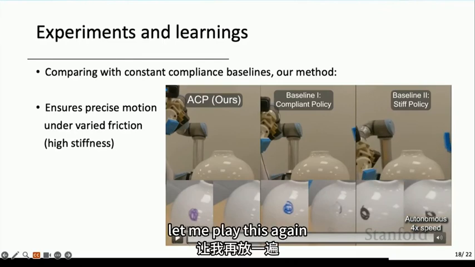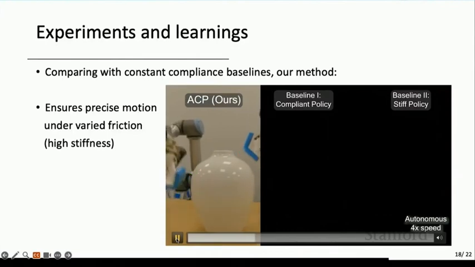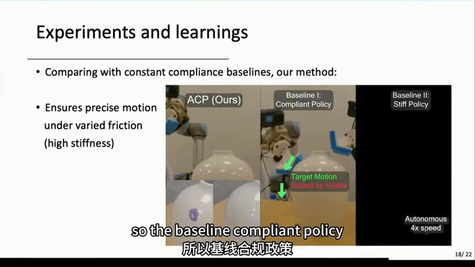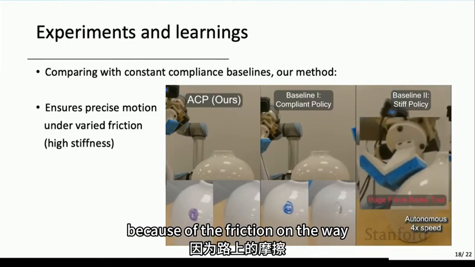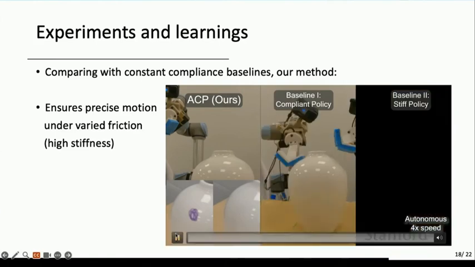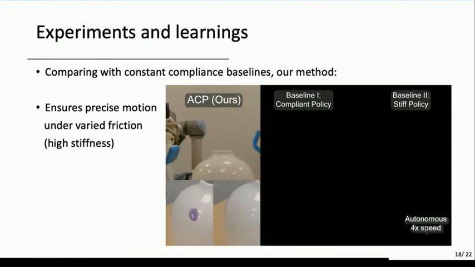Let me play this again. So the baseline compliant policy, the motion can deform a lot because of the friction on the waist. And the baseline stiff policy can easily create a huge internal force, and like we repeatedly break the robot tool.